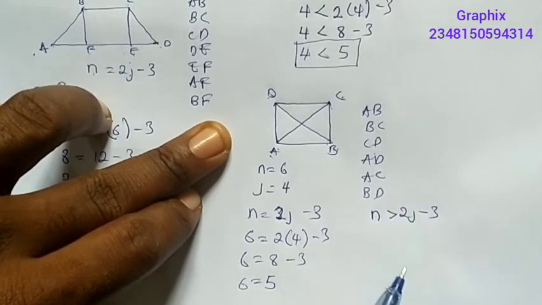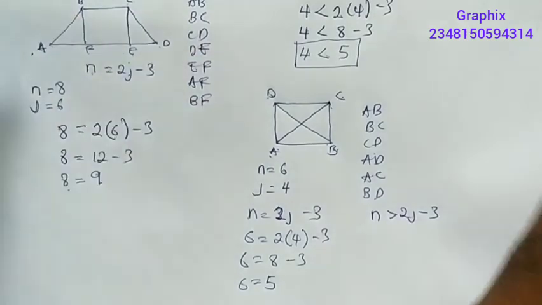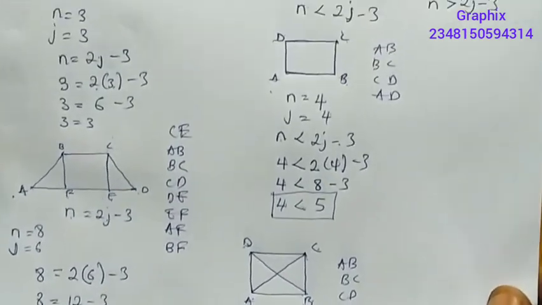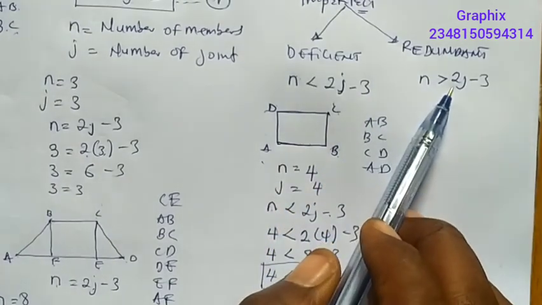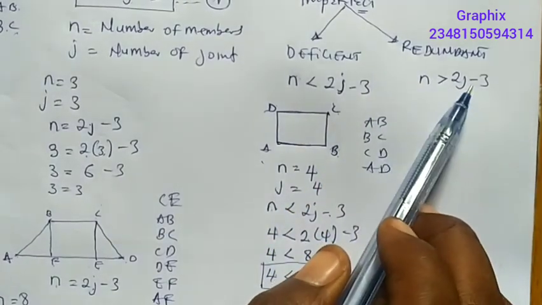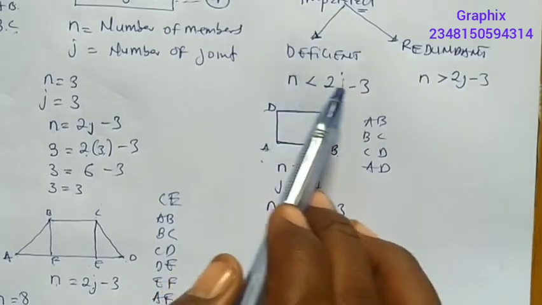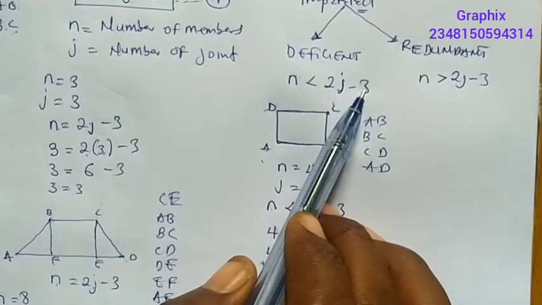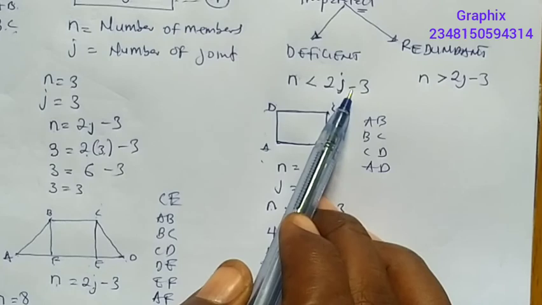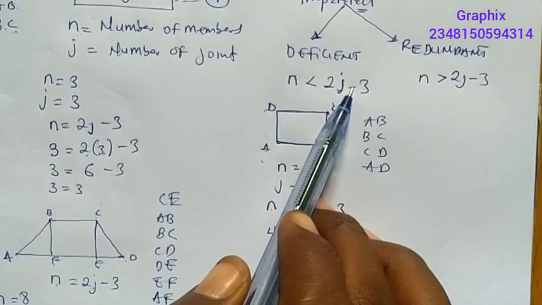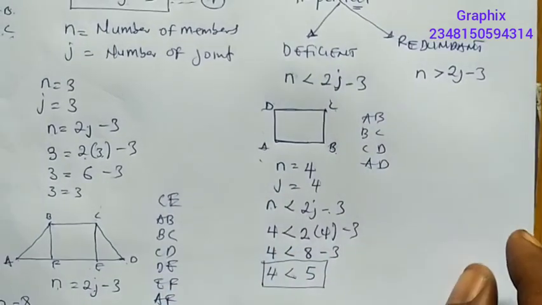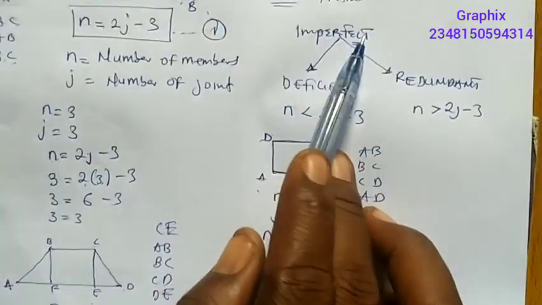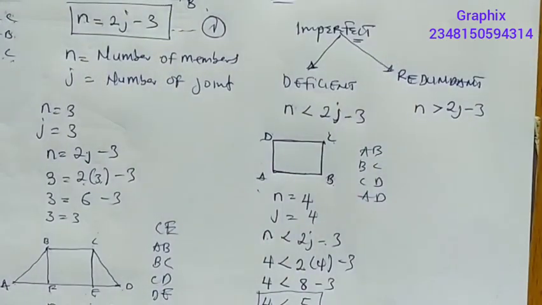So when it's greater than, it's called what? If you look at what I've said earlier, when n is greater than this, it is called a redundant frame. When n is less than this, it's called a deficient frame. But when n is equal to this, it's said to be a perfect frame. So both redundant and deficient are imperfect frames. Are we good now?